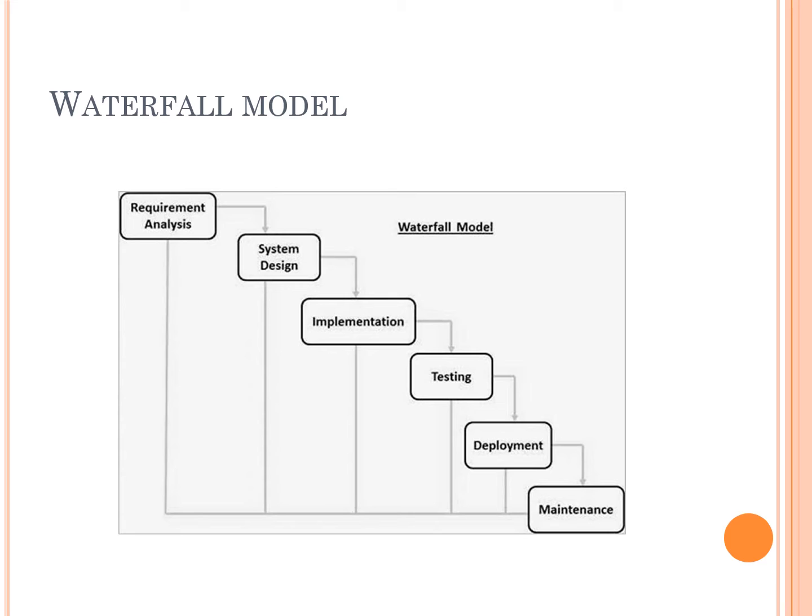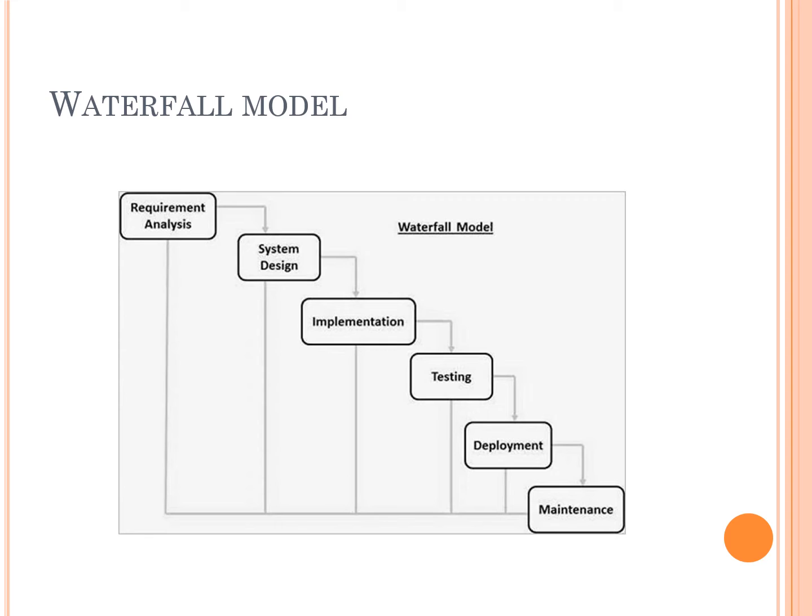The next phase is implementation phase. With inputs from the system design, the system is first developed in small programs called units, which are then integrated in the next phase. Each unit is developed and tested for its functionality, which is referred to as unit testing. Integration and testing. Here all the units developed in the implementation phase are integrated into a system after testing of each unit. Post integration, the entire system is tested for any faults or failures.